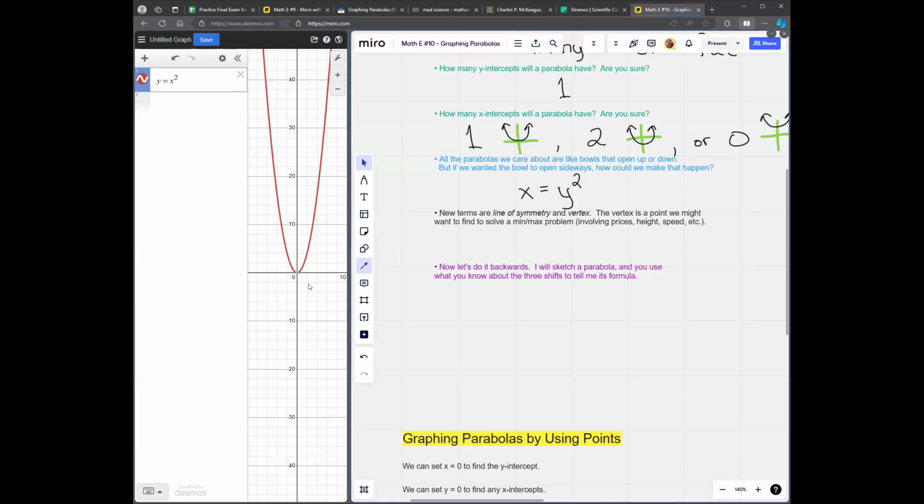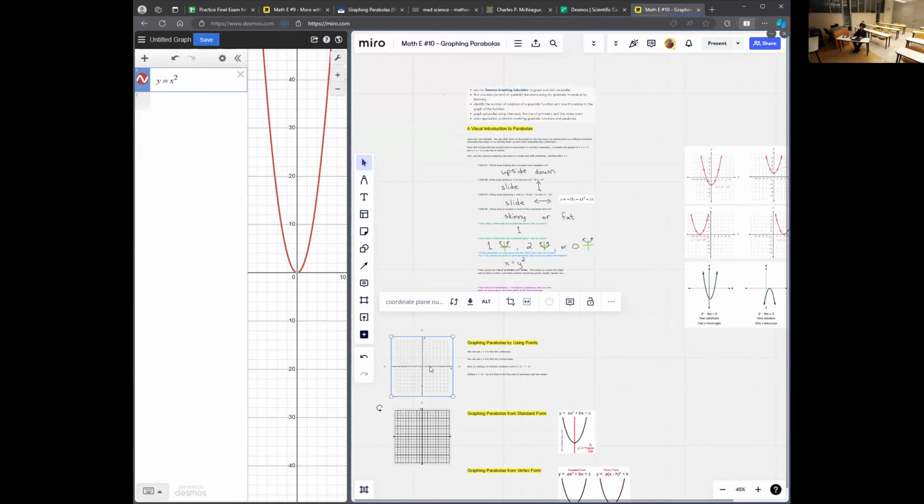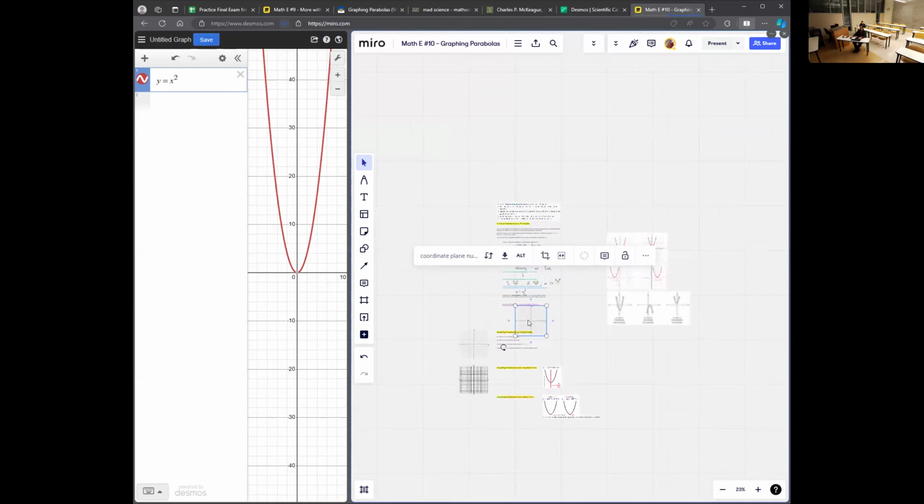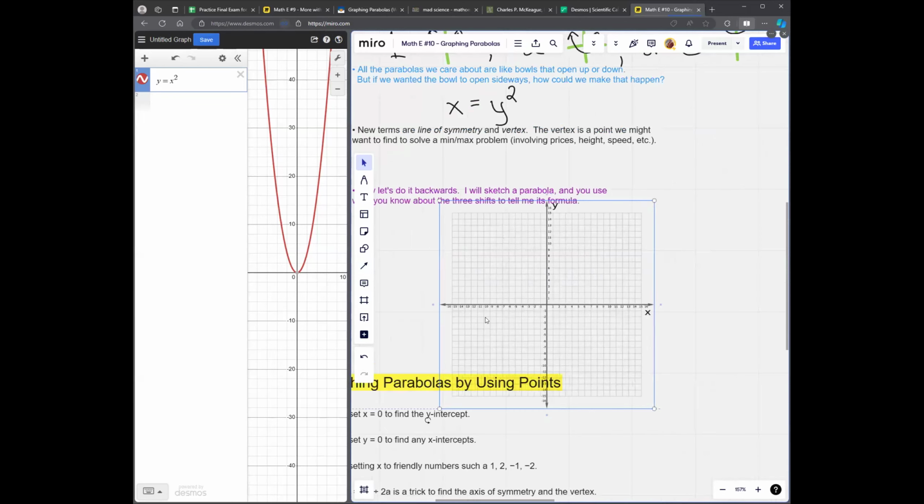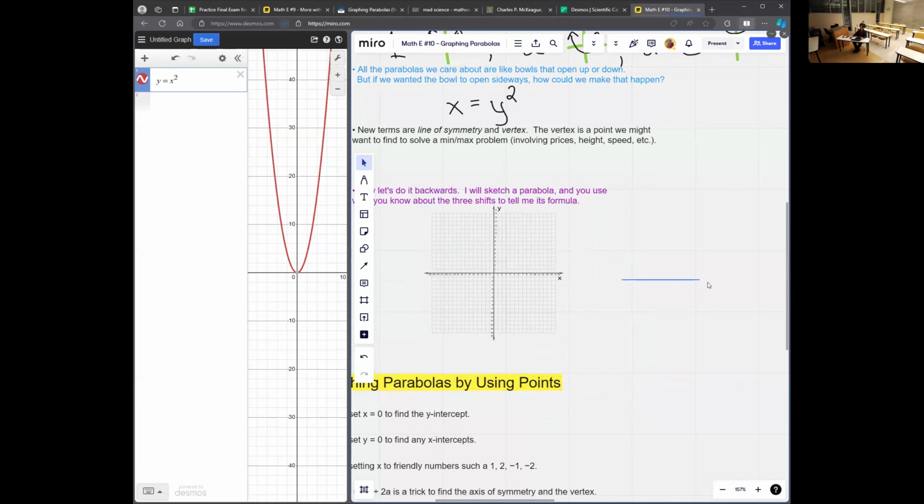Okay, now I'm going to sketch a parabola, and you're going to tell me its equation. Oh, come on, I want to copy that. Copy and paste, come on. Okay, boom. And we're almost done, but not quite. Okay.